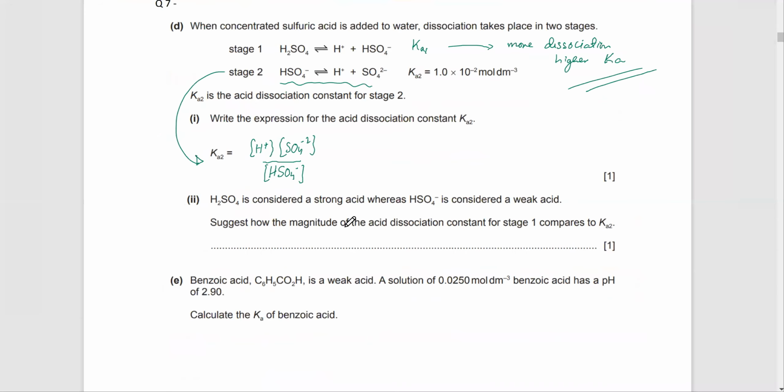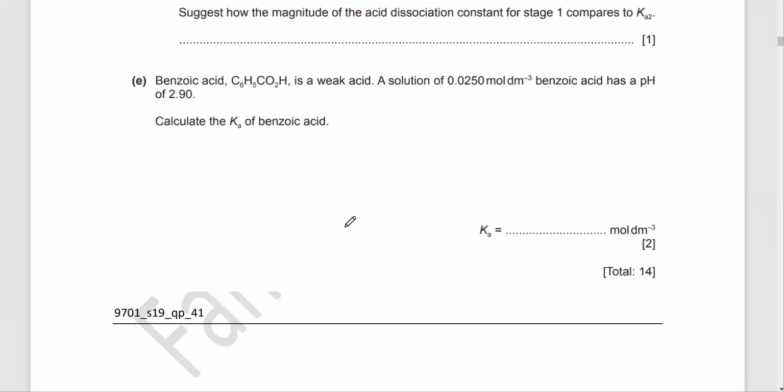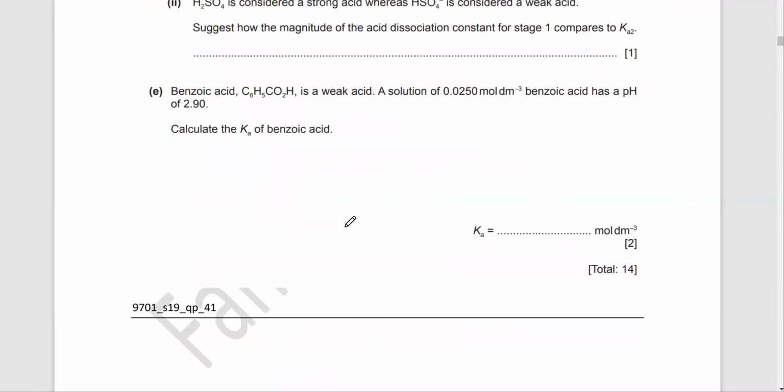So then you have that benzoic acid is a weak acid, and the pH is given. You're supposed to calculate the value of Ka. So for a weak acid, the formula is H plus 1 squared divided by the acid concentration, and the pH is already provided. So we can do this directly. It would be 10 power minus 2.9.